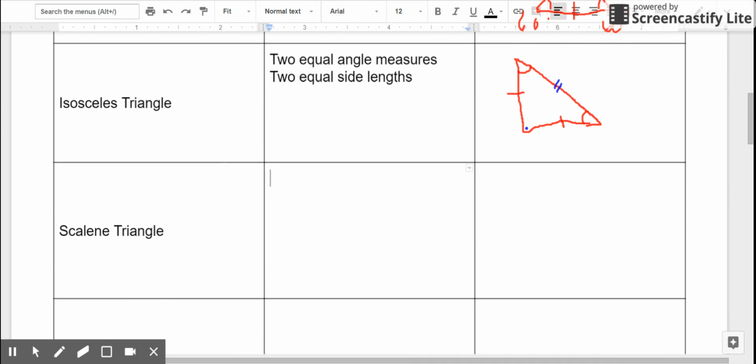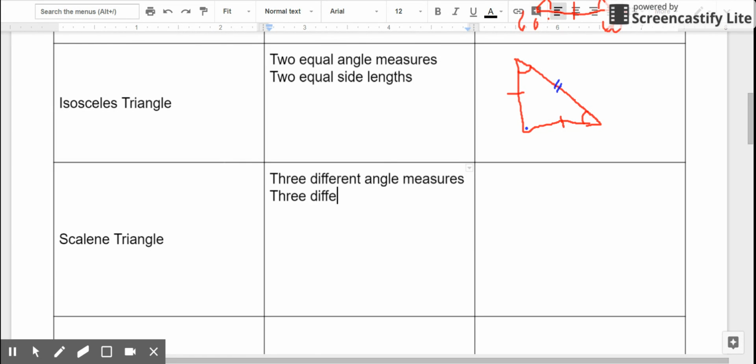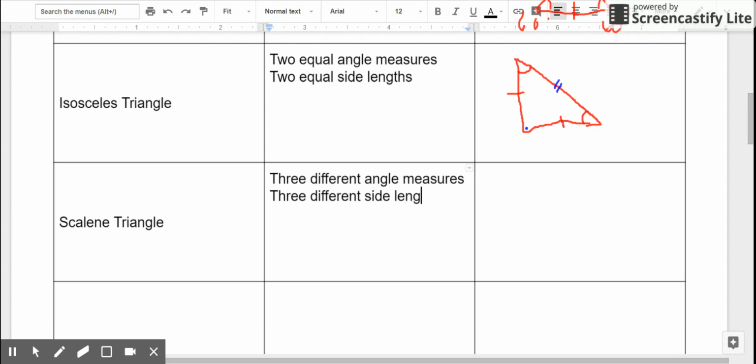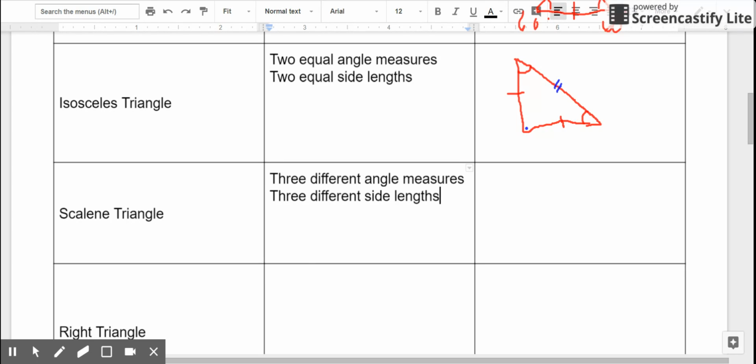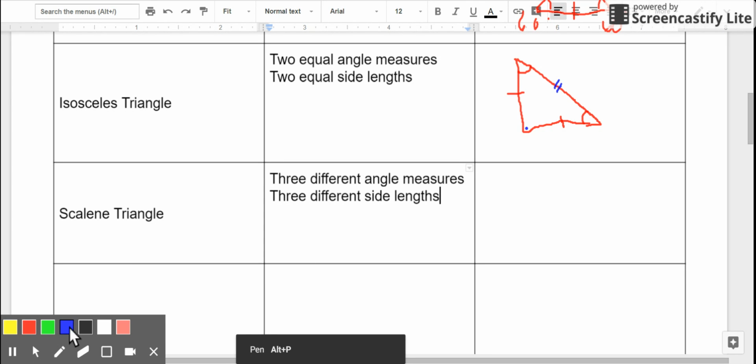The next definition is scalene triangle. A scalene triangle has 3 different angle measures and 3 different side lengths. So in other words, we are not going to have any matching angle measurements or any matching side lengths. So again, draw your triangle here. I know mine's not perfect.